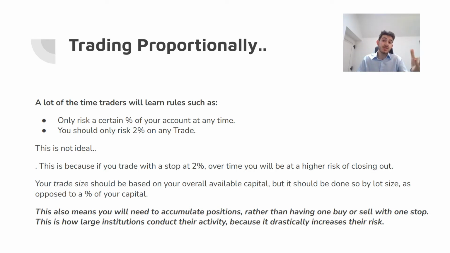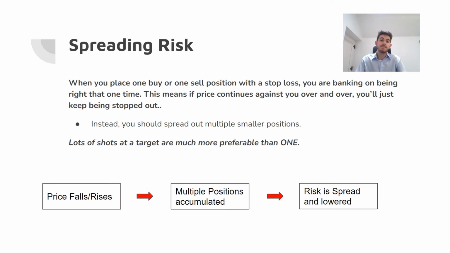So lots of large institutions and hedge funds, things like that, professional traders, they spread their risk and they spread their positions because it drastically reduces what they're at risk or their exposure in the market. So how can we spread risk then, and what does that really mean?